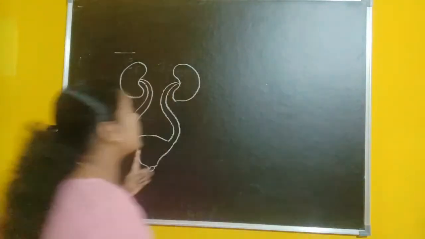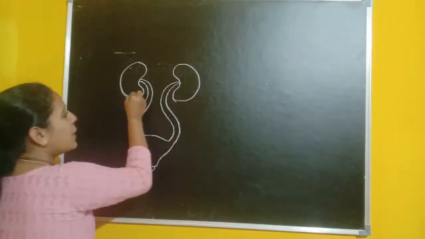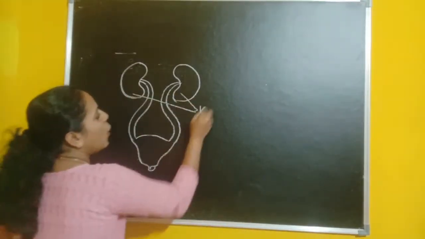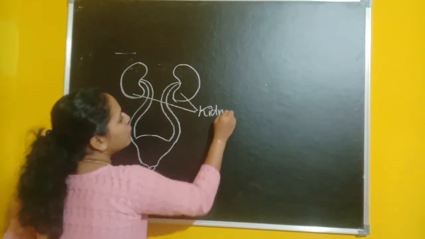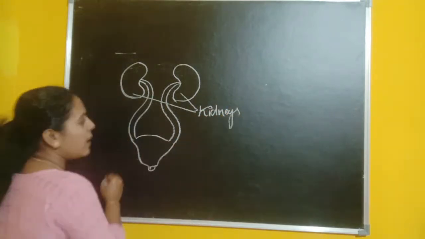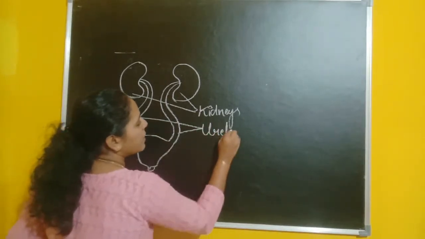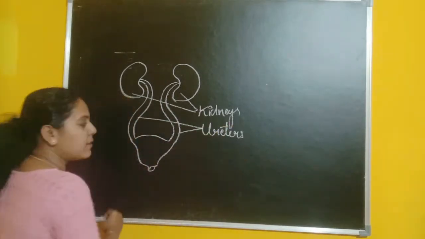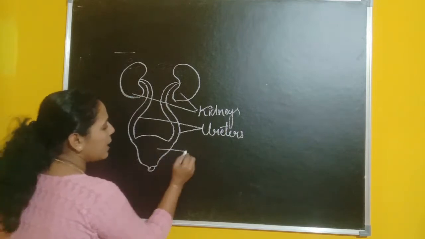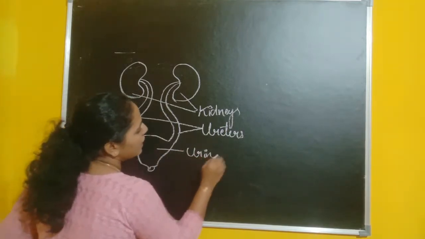See, human excretory system has the pair of kidneys, children. Pair of kidneys. How many kidneys are there? There are 2 kidneys. So we call it as pair of kidneys. And we have pair of ureters. What is this called as? We call this as ureters. We have pair of ureters. And we have a urinary bladder. We have a urinary bladder.